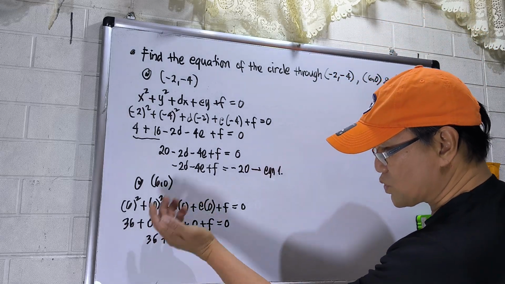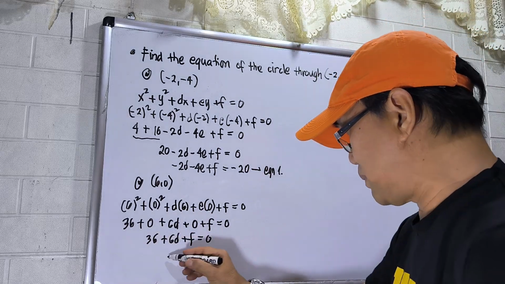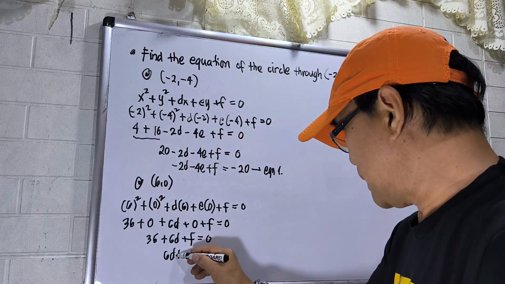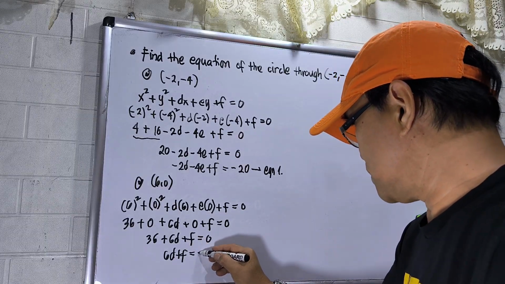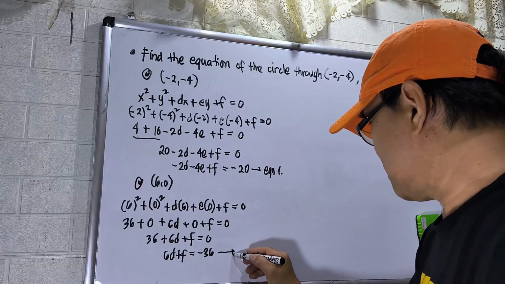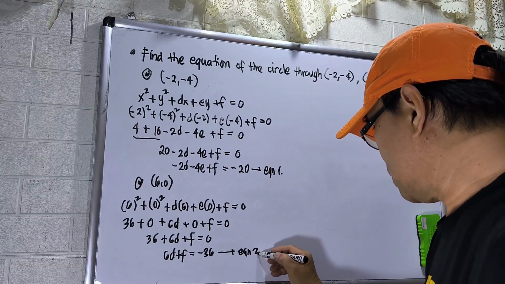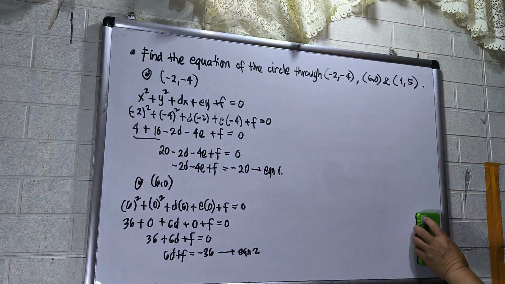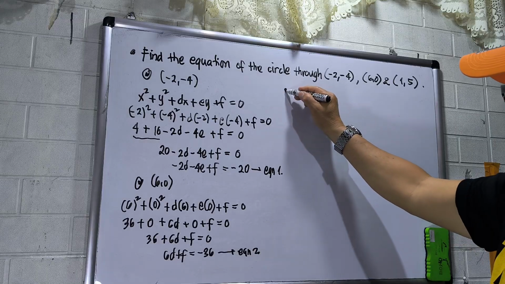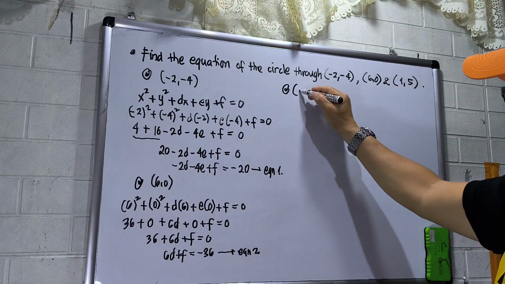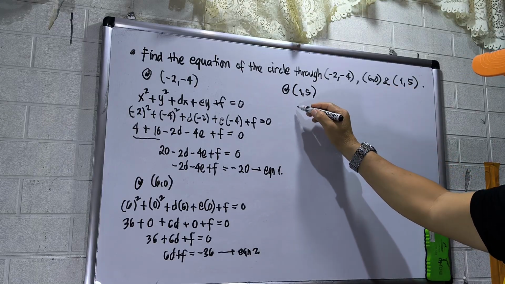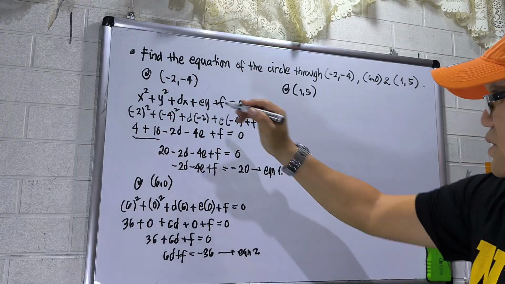Again, I have to transpose 36 from left to right. So this will be 6d plus f is equal to negative 36. So this is now my equation 2. Next is at point 1 and 5. So this will be the same. I will use this equation.